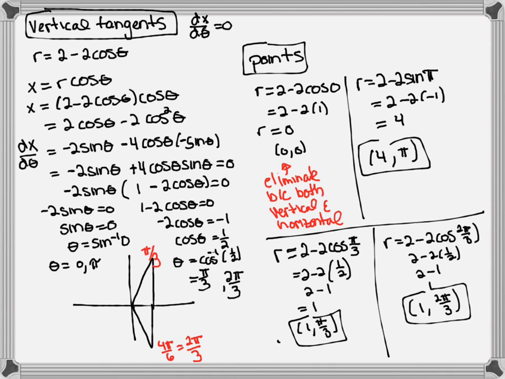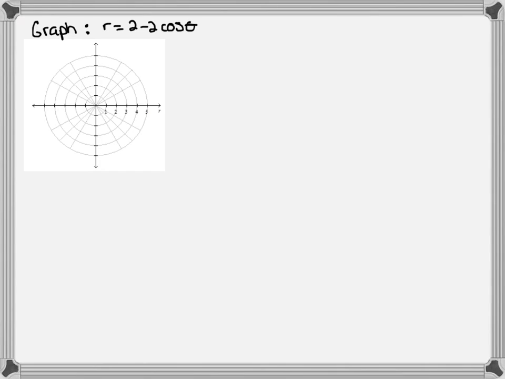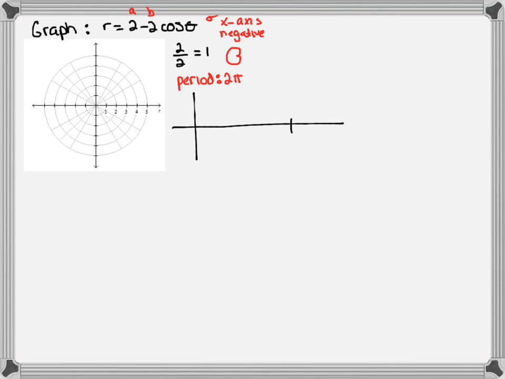If you look at the graph of this, let's look at what the graph looks like. Okay. So we know it's going to be dimpled because when we get A over B, it's 1. So when it's 1, it's not a loop. Remember, it's only a loop when it's less than 1. It's symmetric on the x-axis and it's negative, so it's going to look something like this. It's going to go to the left side. So let's find our period. Our period is 2 pi and draw our graph.